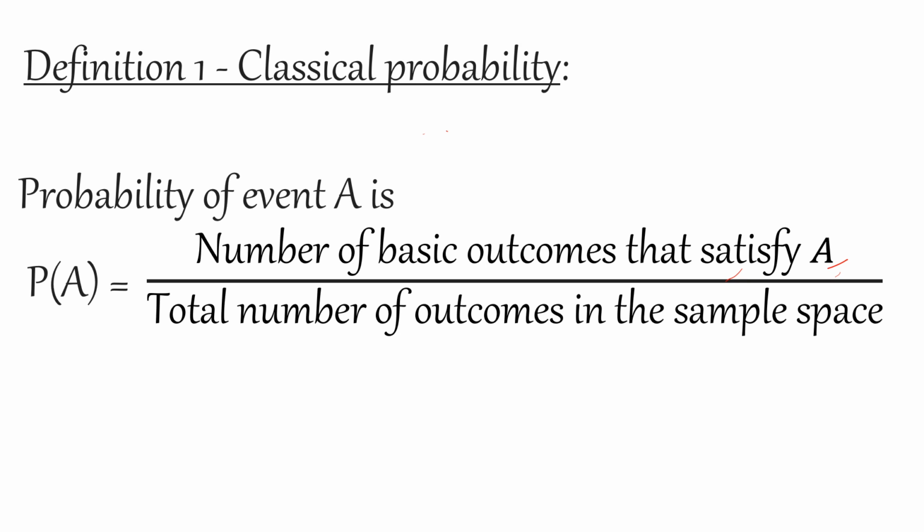But this condition of equally likely is often not satisfied. What is the condition? It should be equally likely. All the outcomes should be equally likely. This is the assumption we are taking, and with this assumption only we are defining this probability. So this condition that basic outcomes should be equally likely is often not satisfied. When we talk about real world applications, it will not be useful. That is why we need more definitions, right?